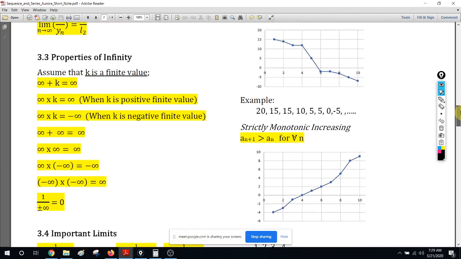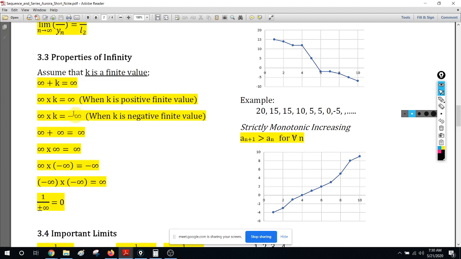As I told you, infinity means a very large value, a very big value. If k is a finite value and I add it to infinity, that is going to be infinity. That makes a lot of sense. If I multiply infinity by a positive finite value k, again we get infinity. When I say infinity, it is positive infinity. If k is a negative finite value like minus 5, the result is going to be negative infinity. Why? When you multiply a number by a negative value, it becomes negative, so it is not plus infinity anymore.